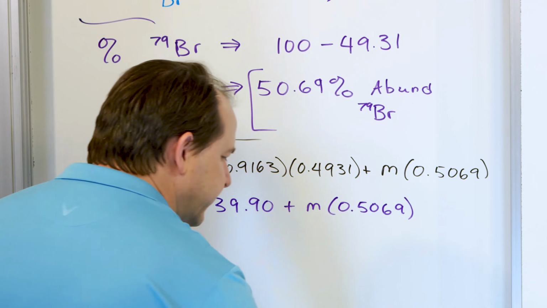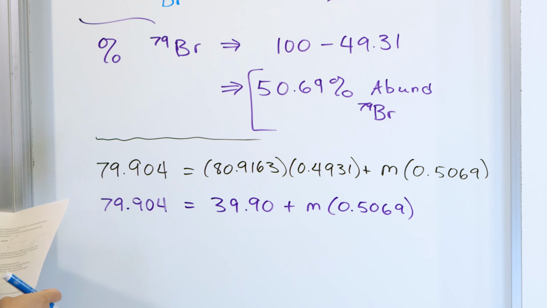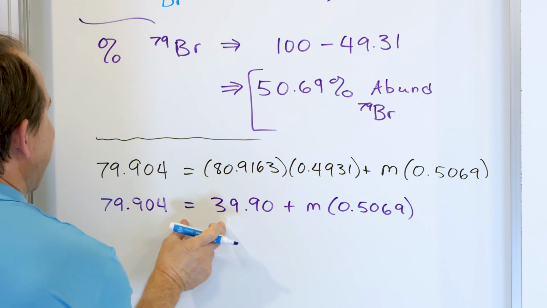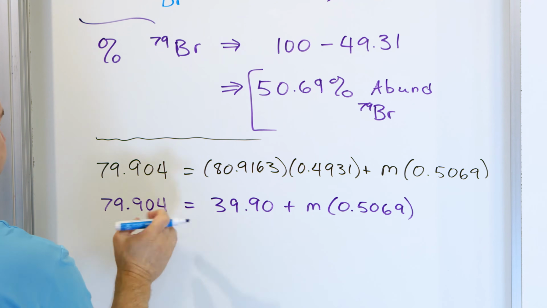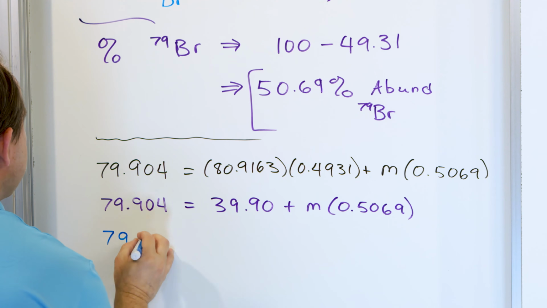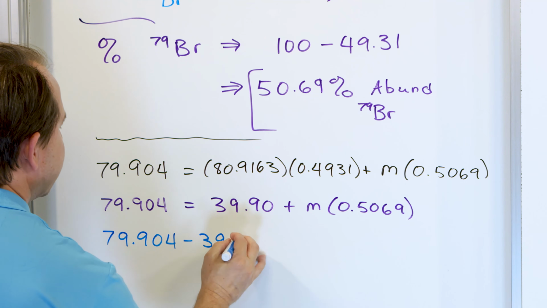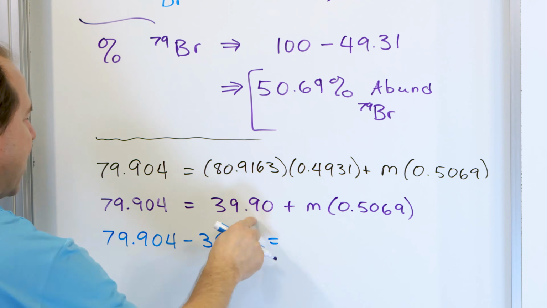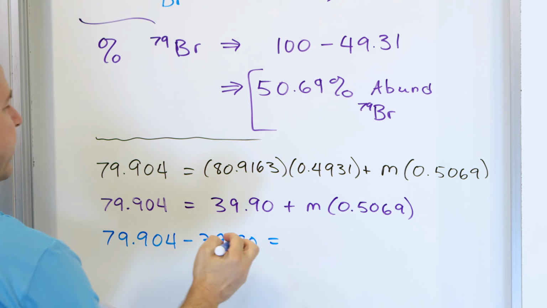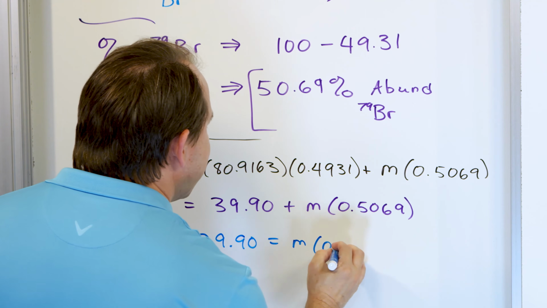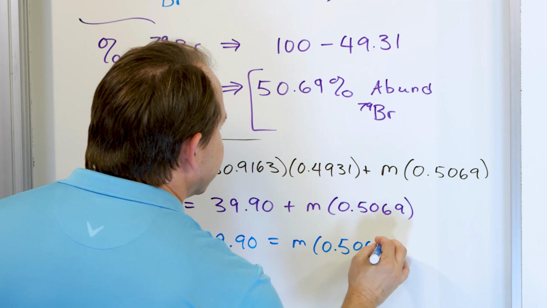So how do we solve for m there? There are lots of ways you can organize your work, but firstly, we're going to subtract this to get it away on the other side. We have 79.904, and then we subtract this number, 39.90, from both sides. On the right-hand side, it disappears, and on the left-hand side it shows up. And then we still have the mass times 0.5069.